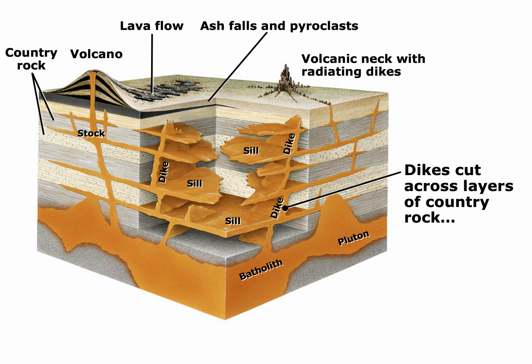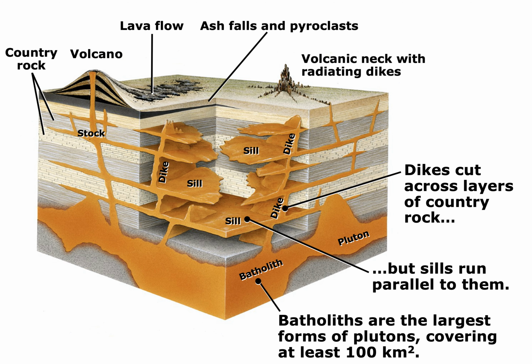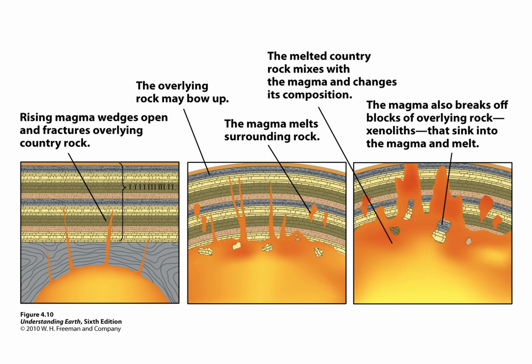These dikes are cutting across layers of the country rocks. And the sills are running parallel to them. Finally, the batholiths are the largest forms of plutons, and they can cover at least 100 square kilometers.